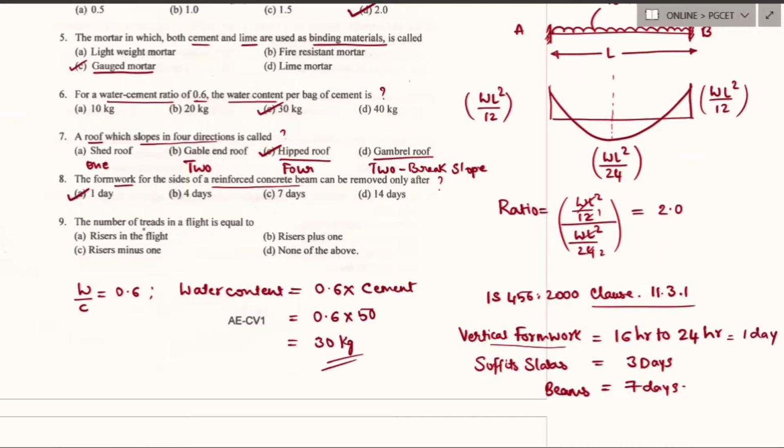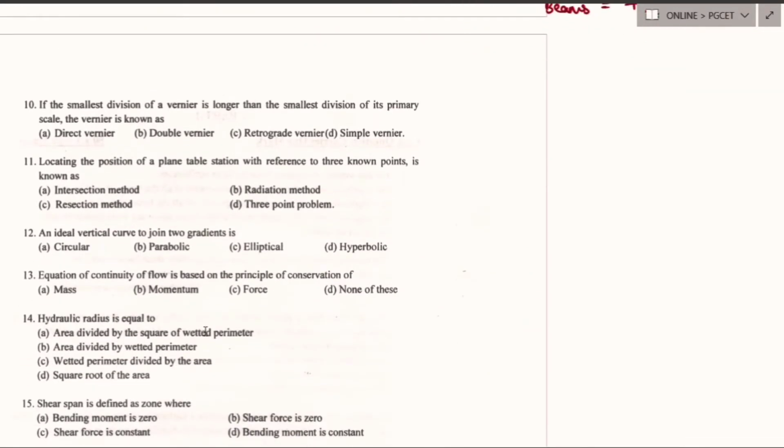Question number 9. The number of treads in a flight is equal to. Number of treads is equal to number of risers minus 1. So option C is the right answer. Question number 10. If the smallest division of a vernier is longer than the smallest division of the primary scale, then the vernier is known as.